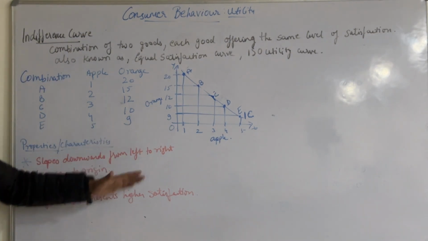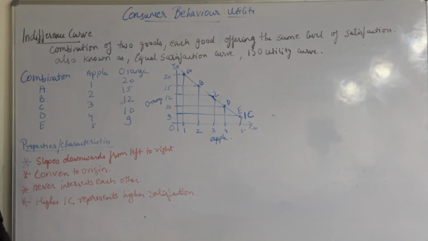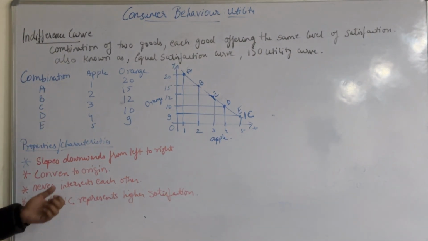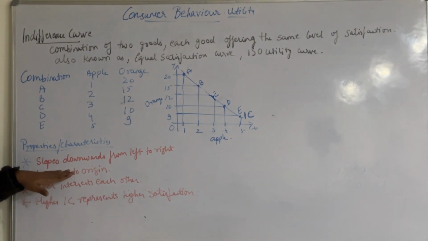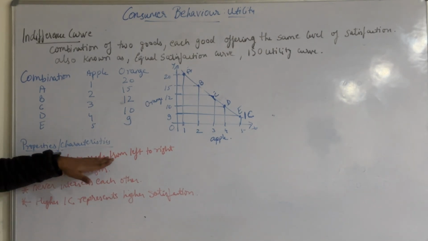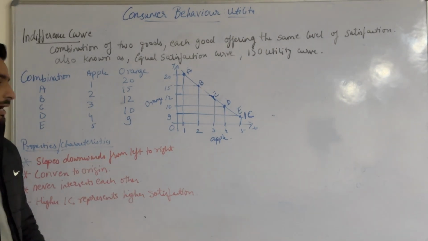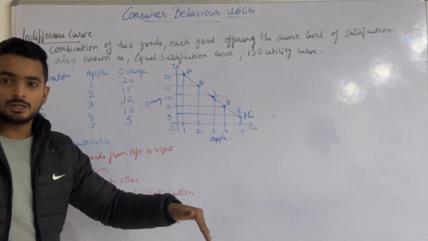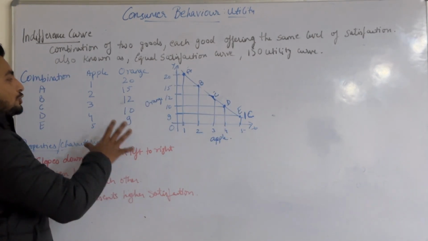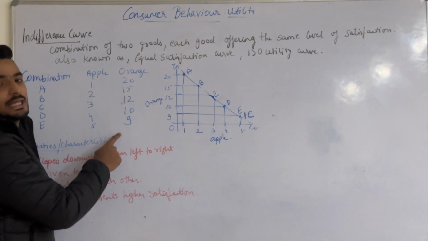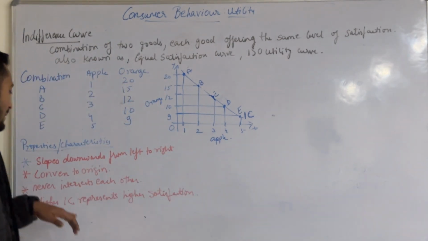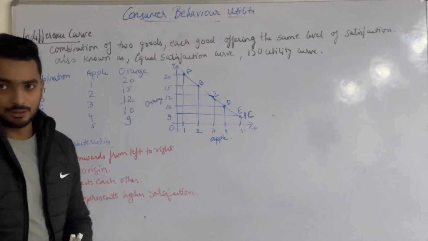Now next are the properties or characteristics of indifference curve. What are the properties of indifference curve? The first property is that it slopes downward from left to right. Why does it slope downwards? Because if the consumer is consuming more of one good, he has to sacrifice the other. Understood?